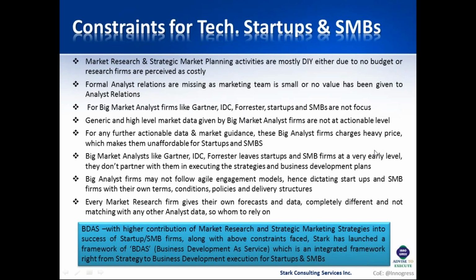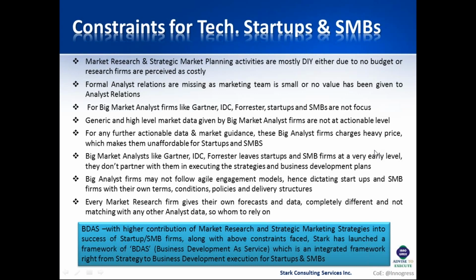So now, I think by this time, many of you have already done some market research or are in the process of doing it, and by listening to my presentation, you now start giving importance to market research for your product and solution. But where are the constraints? I do understand there are constraints with small firms as far as market research is concerned.